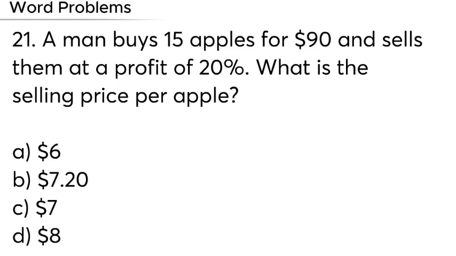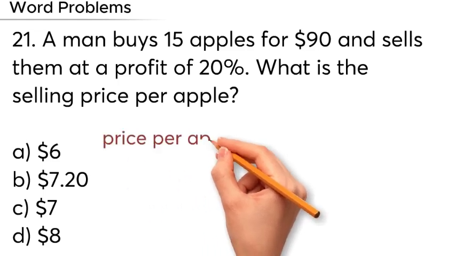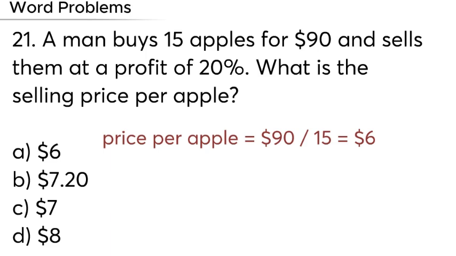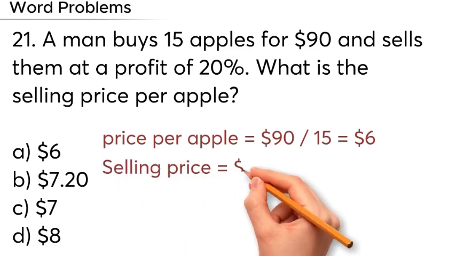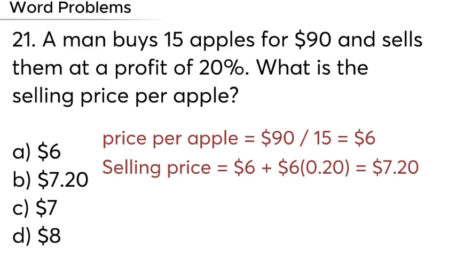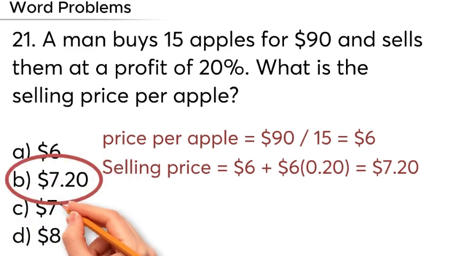The first step is to calculate the price per apple. It is $90 divided by 15, which is equal to $6. Now, let's calculate the selling price by applying the 20% profit. Selling price is equal to $6 plus 6 times 20%. This is equal to $7.20.